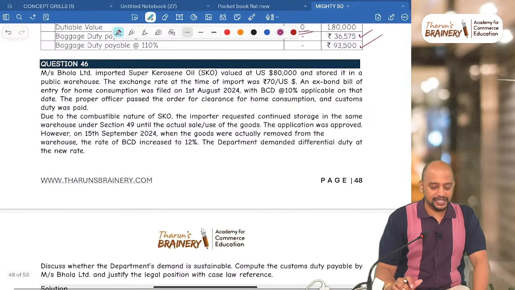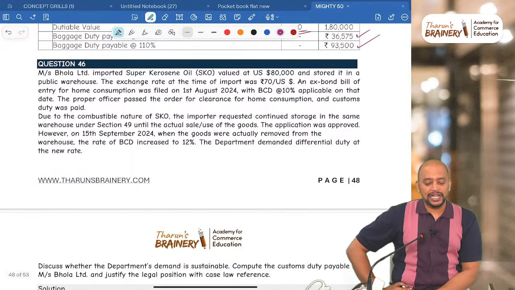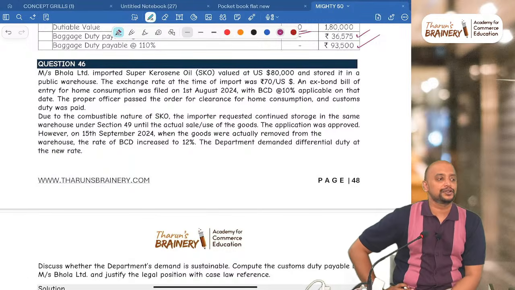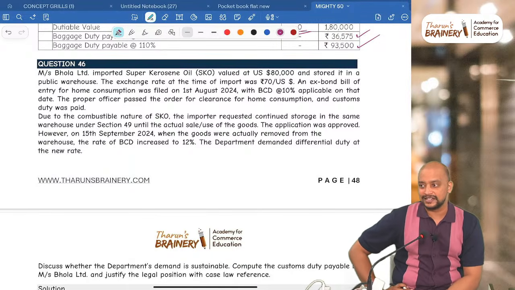Question number 46. Messrs. Bola Limited imported superior kerosene oil. This only I told you. Biaco Larry case. So I feel like it is important, they can ask a question. Based on that, this question is created.